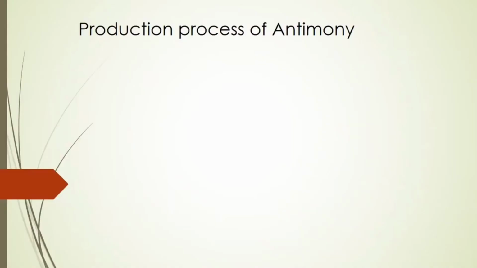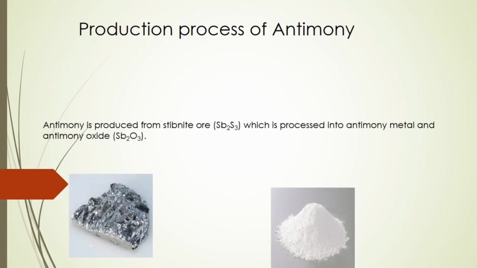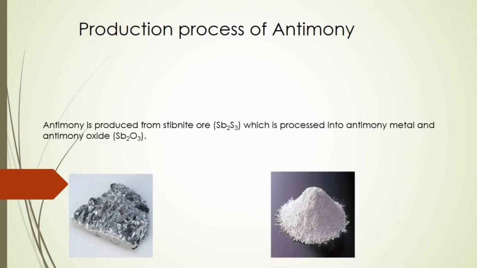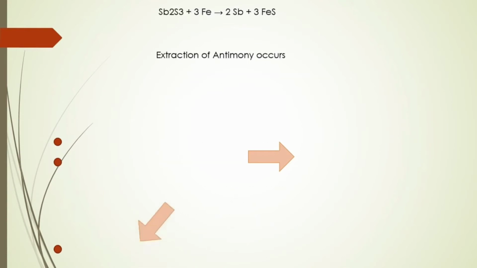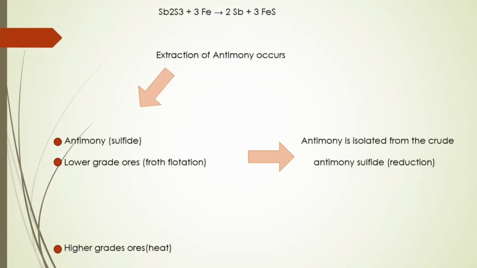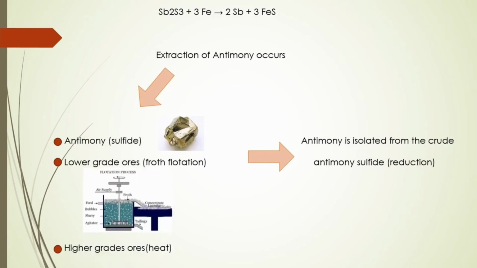The production process of antimony. From the first slide, you can see antimony is produced from stibnite ore, which is processed into antimony metal and antimony oxide. In the second slide, I will show you its production process. The extraction of antimony will occur. It depends on the quality and composition of the ore.